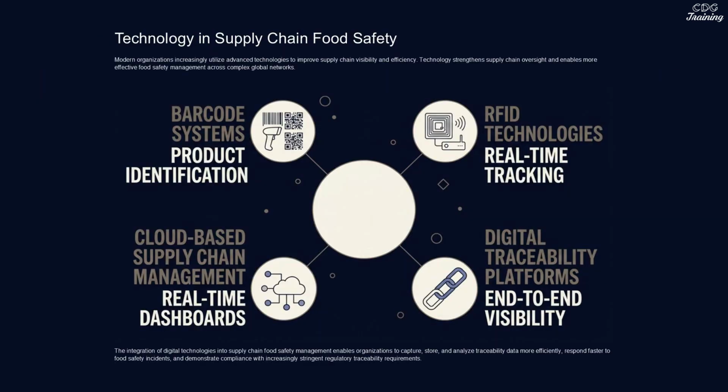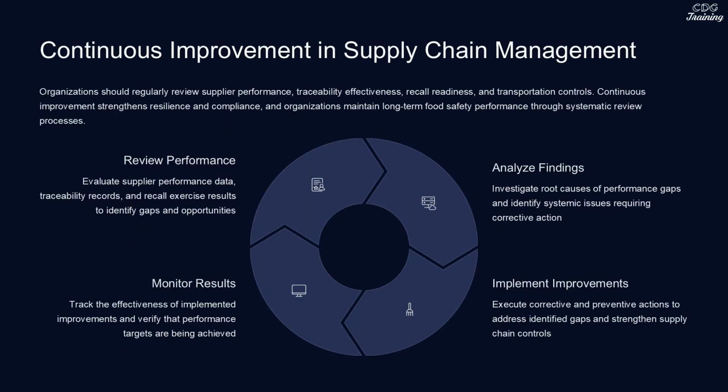Modern organizations increasingly utilize advanced technologies to improve supply chain visibility and efficiency. Technology strengthens supply chain oversight and enables more effective food safety management across complex supply chains. Organizations should regularly review supplier performance, traceability effectiveness, recall readiness, and transportation controls. Continuous improvement strengthens resilience and compliance, and organizations maintain long-term food safety performance through systematic review processes.